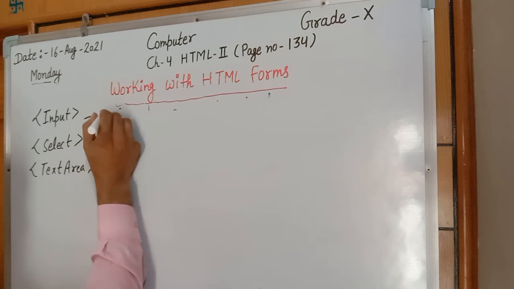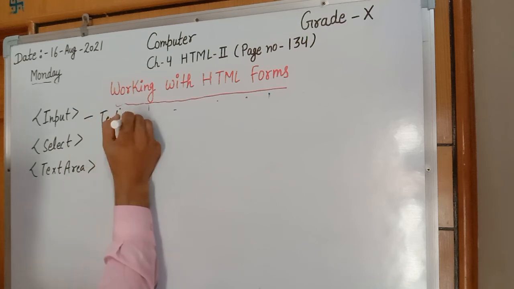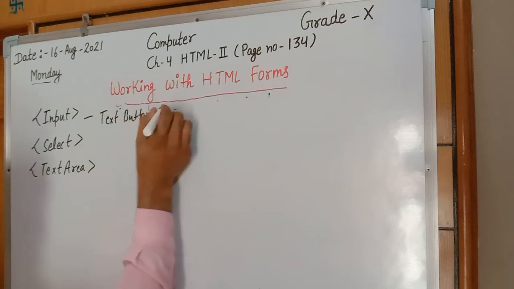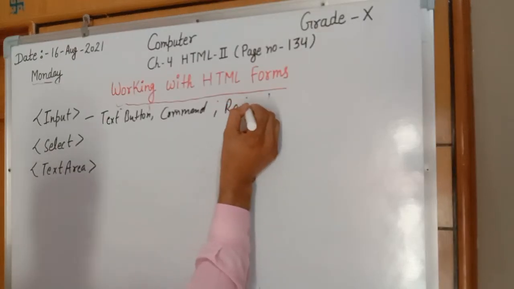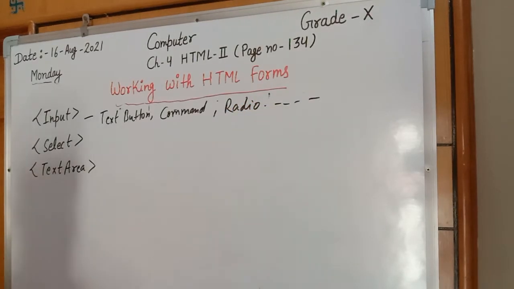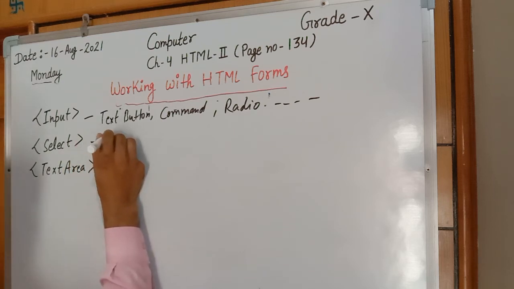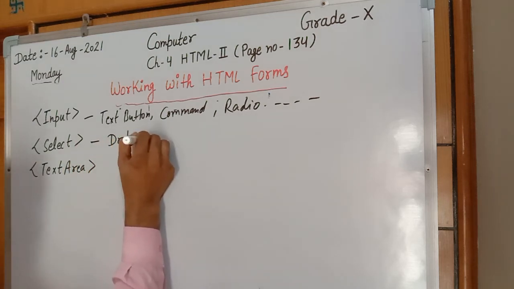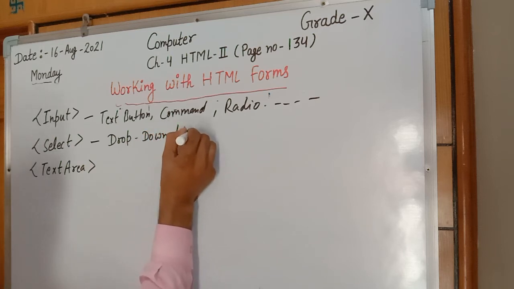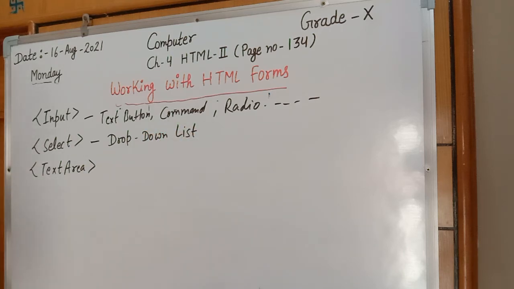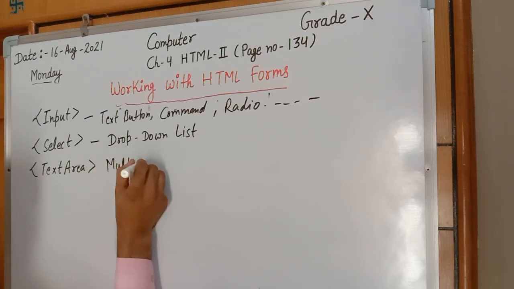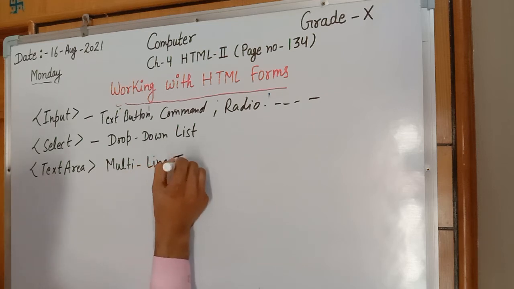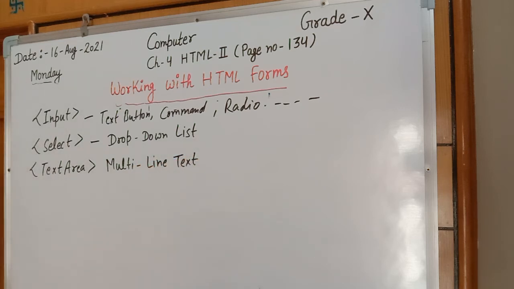Input can be processed in the form of a text box, text button, command button, radio button. So many options are there. While select is used for creating a drop down list. And what is the concept of text area? Text area is used for creating multi-line text.